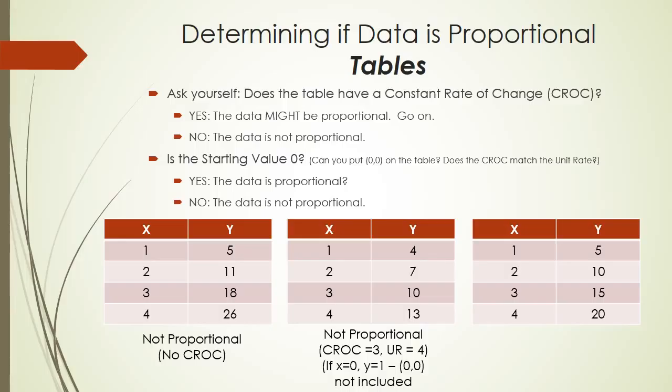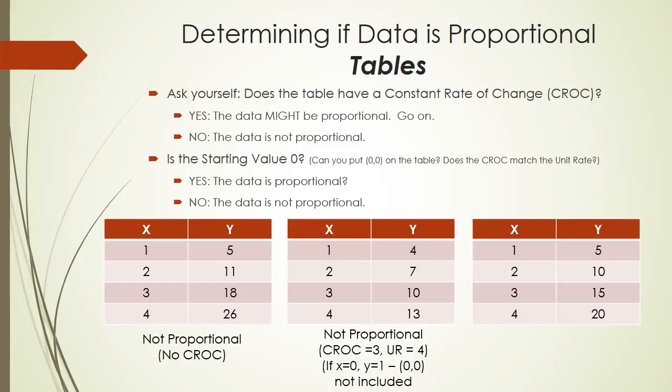However, if I were to make x 0, I would have to take 3 away from 4, and I would get that the point 0, 1 would be on here. So in this case, 0, 0 is not included, so this is not proportional. Another way to think about it is, I know the CROC is 3, but the value of 1, the x being 1, y is 4. So in this case, my unit rate is 4 and my CROC is 3, so they cannot be proportional.